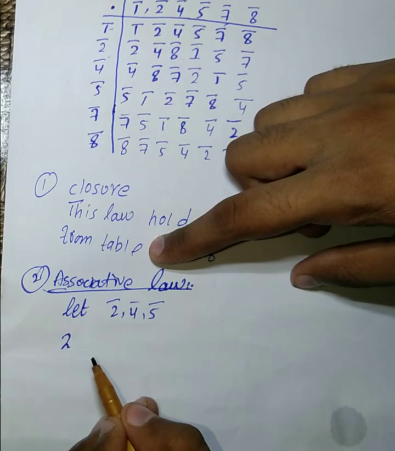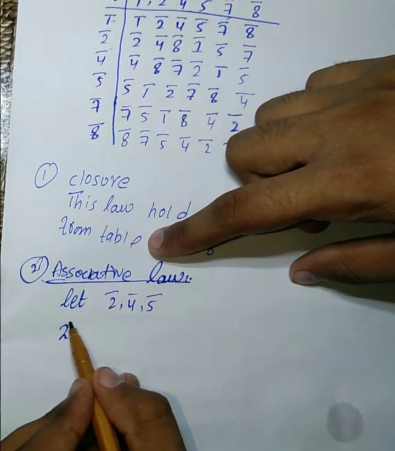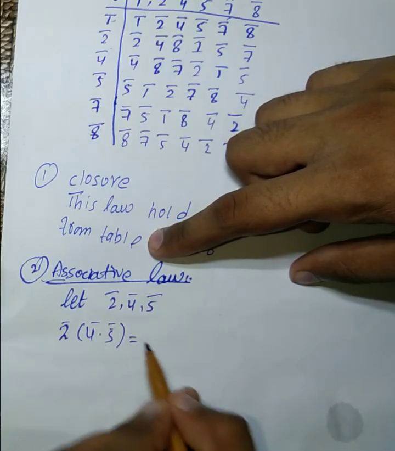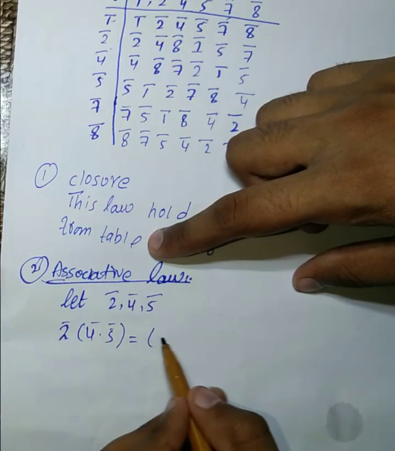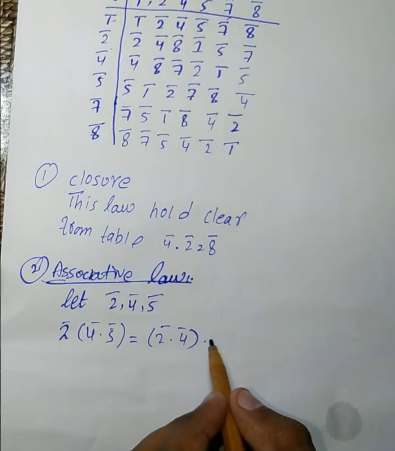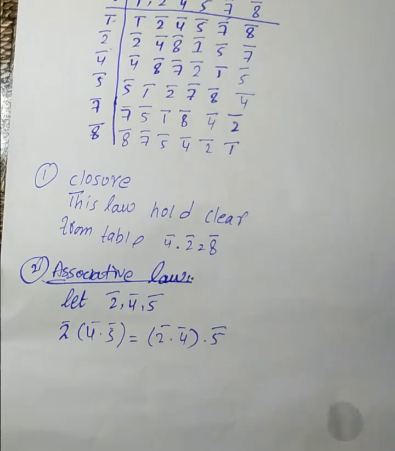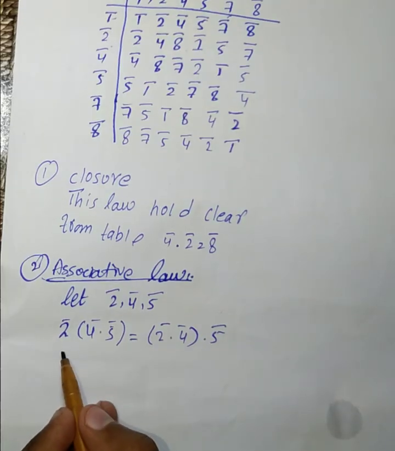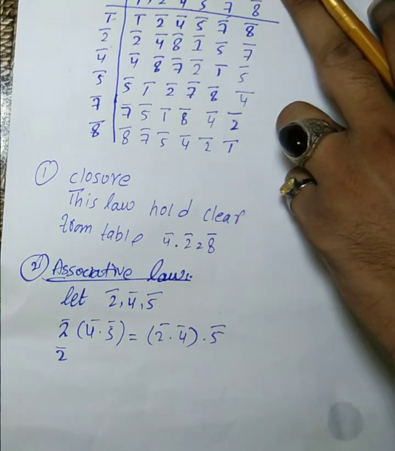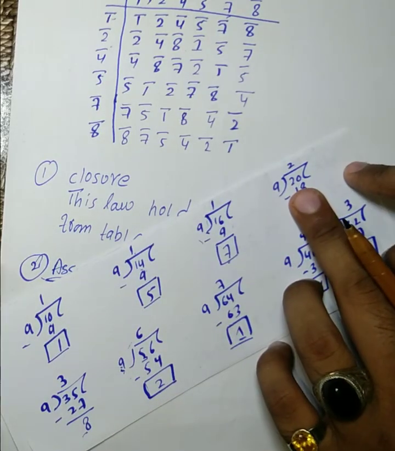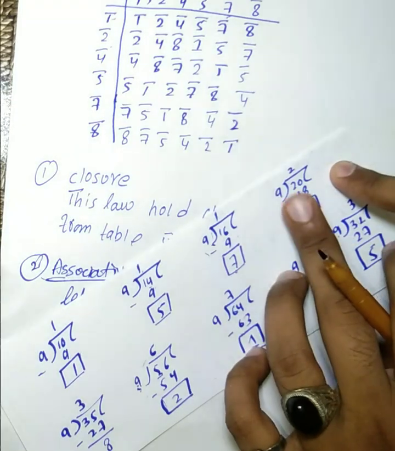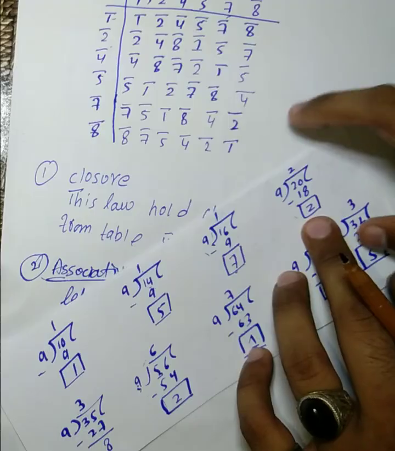So the associative law property is 2 dot (4 multiplied by 5) equals (2 dot 4) multiplied by 5. So the left hand side is 2, and 5 fours are 20, and 20 is greater than 9, so we divide modulo 9, because 20 is greater than 9, and 9 twos are 18, and the remainder answer is 2.